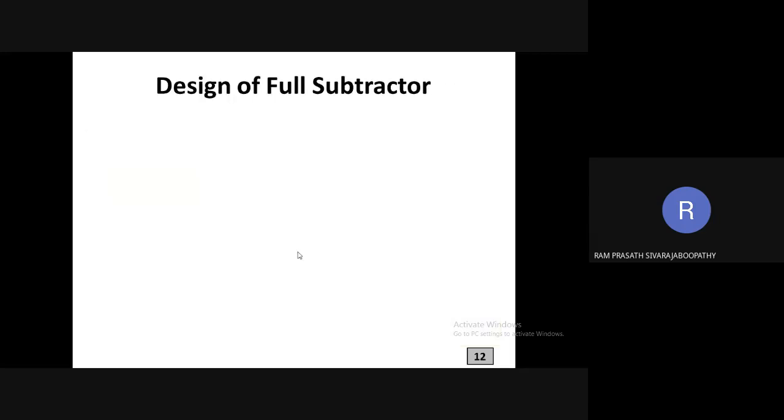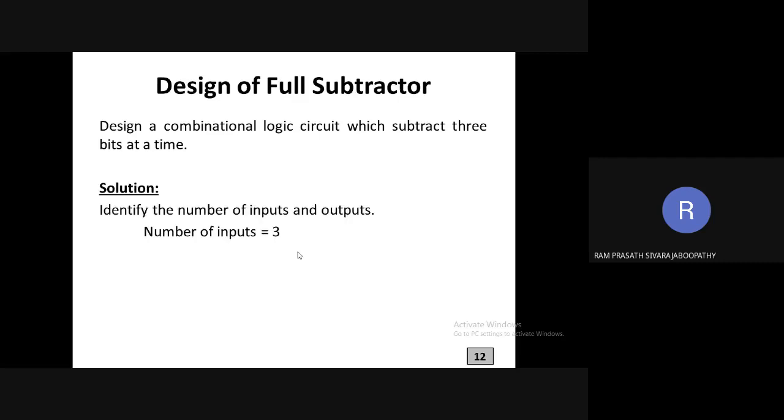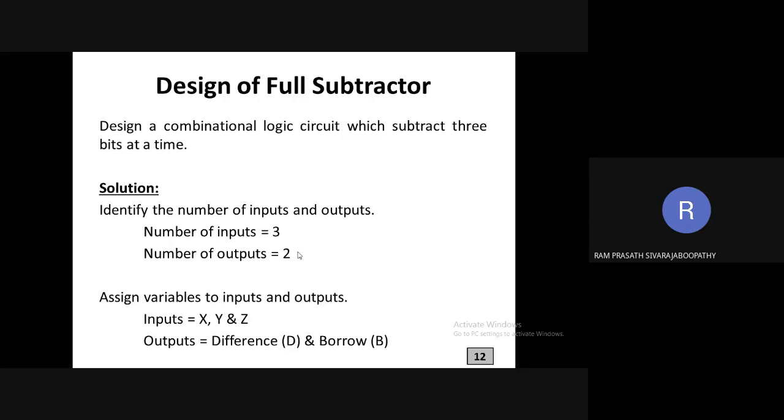Okay, already we have gone through the design of full subtractor. So what did we say about full subtractor? 3 bits at a time we have to subtract. So 3 inputs, 2 outputs. The inputs are assigned as x, y and z. Outputs are taken as difference and borrow, D and B. Fine. Kindly take a screenshot. In the previous class I messed up one slide, so for that I am repeating it again. Kindly take a screenshot.